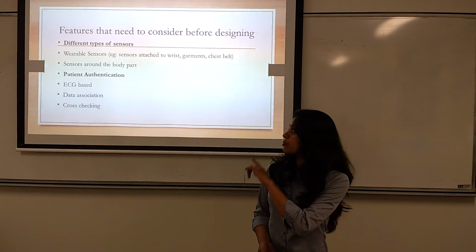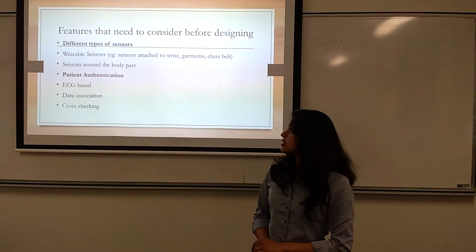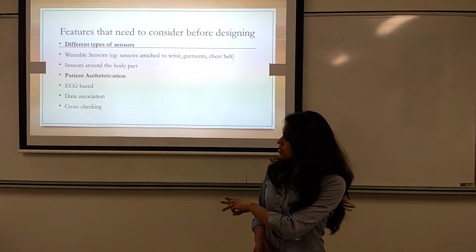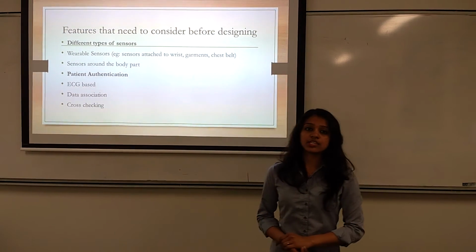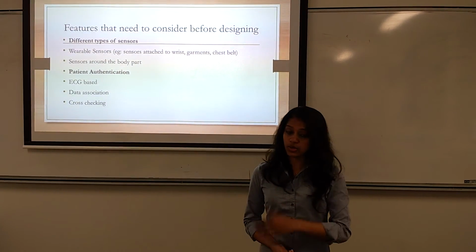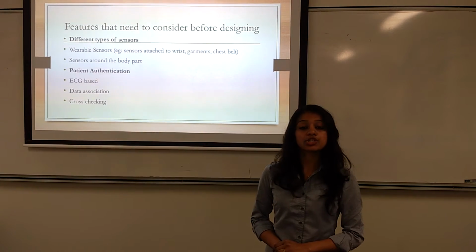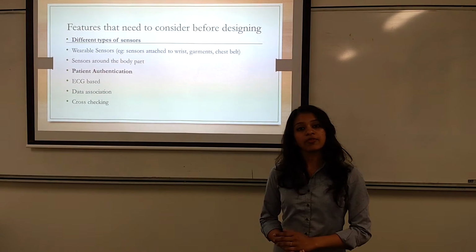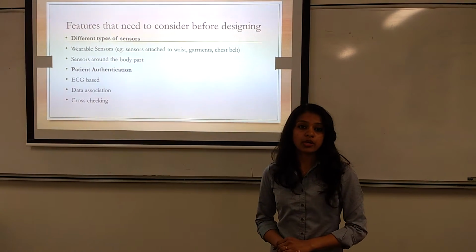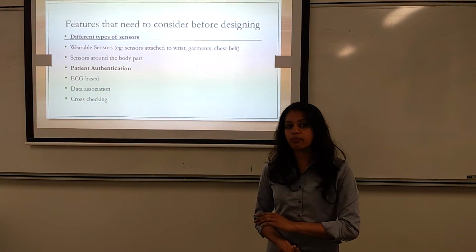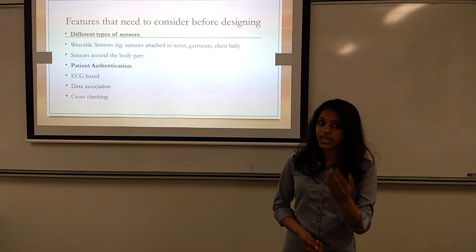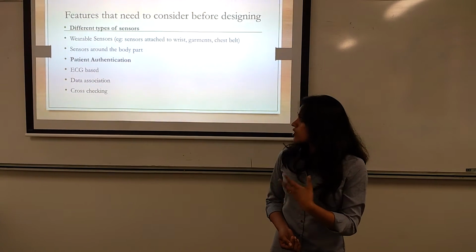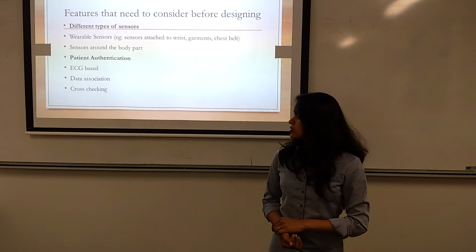Next one is the patient authentication. In this, there are three: ECG base, data association, and cross-checking. In ECG base, the authentication takes place in two modes, that is, identification and verification. In the identification mode, the most probable user is selected from many number of users. In the case of the verification mode, it verifies whether the data verifies from different users.